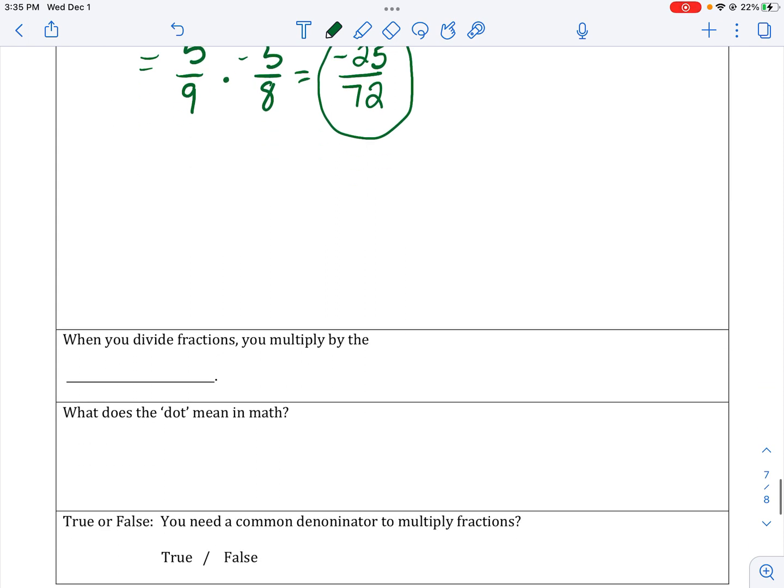Again, when you divide fractions, you actually multiply by the reciprocal. So dividing fractions means to multiply by the reciprocal. The reciprocal means to flip the fraction.